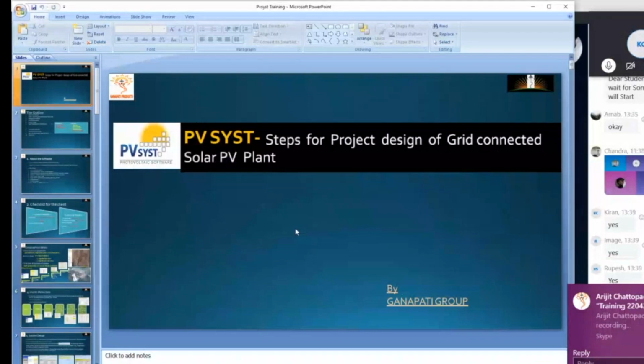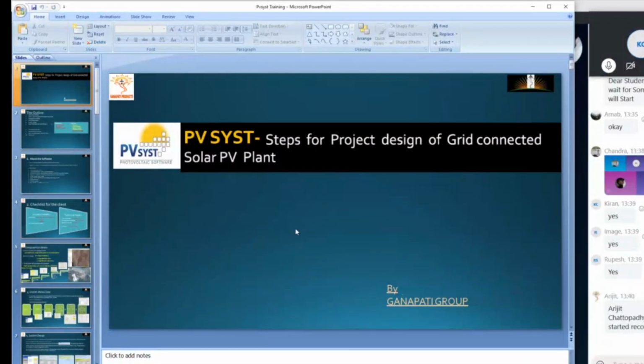In the previous class, we described the basic requirements for designing, what a site survey is, and what exactly we need to see. Today we are going to design an on-grid, or grid-connected, solar power plant. But before starting, we need to understand which components we need to design in PVSYST, and which components we can't design in PVSYST but require for completing the plant.